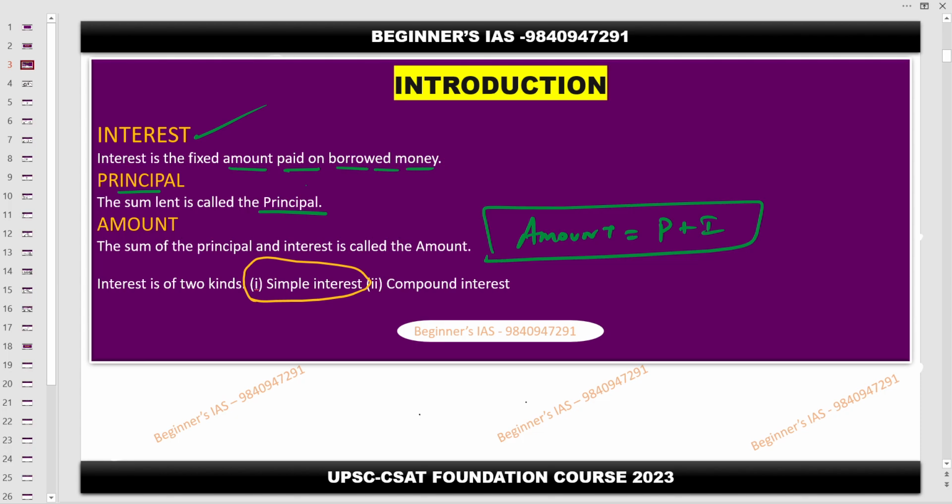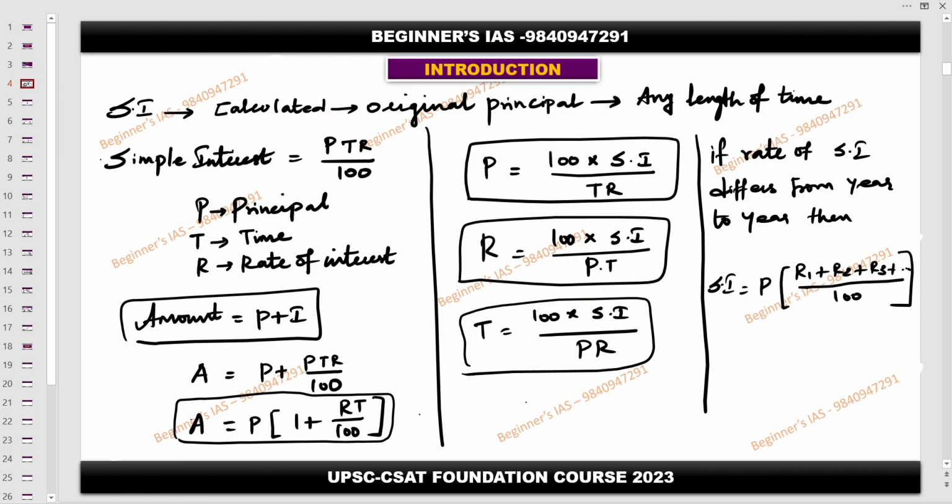So these are the basic things we saw in the last class. What do you mean by interest, then principal, then the amount. How could you calculate the amount? Principal added with the interest becomes the amount. So last class we saw simple interest and some basic concepts and basic formulas. What do you mean by simple interest?